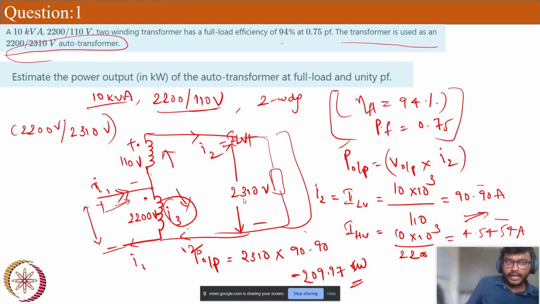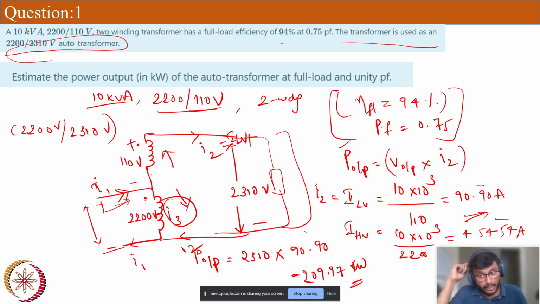Now, we calculated the power output. Whatever current we are supplying is divided, and some current flows through the load. That is I2. We see how much I2 we got. But our low voltage winding current, that is my LV winding current, can handle only 90.9 ampere. So that is what flows through the load.